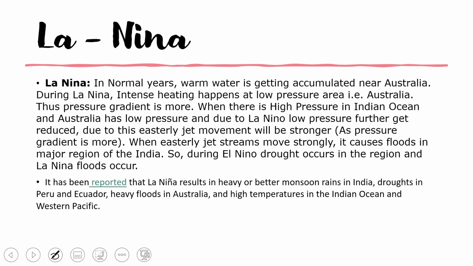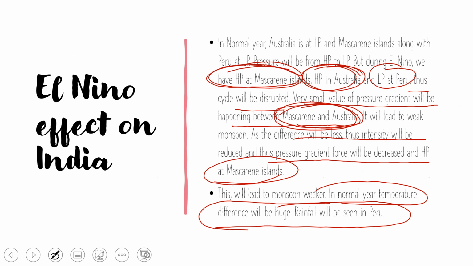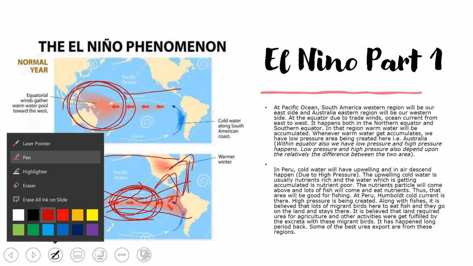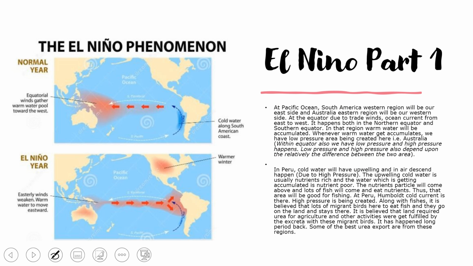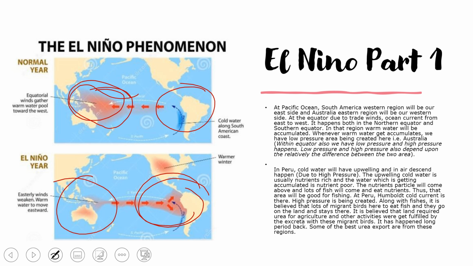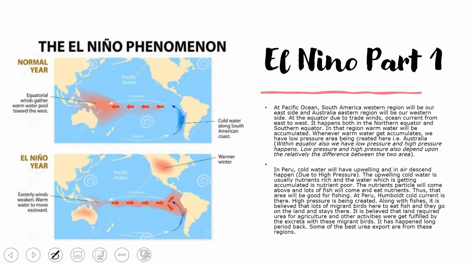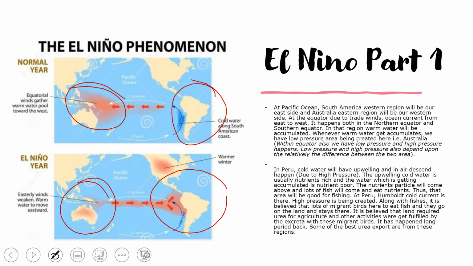Now La Nina is just the opposite. In Australia in a normal year you will get high pressure here, and low pressure here, high pressure here, but in El Nino, high pressure, low pressure here, high pressure here. Let me say again, in a normal year this will be low pressure, this will be high pressure, and in an El Nino year this will be high pressure, this will be low pressure.